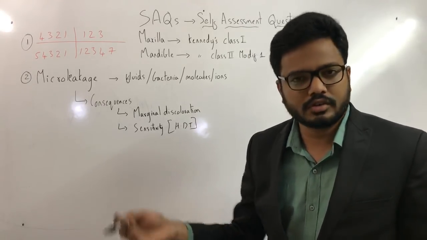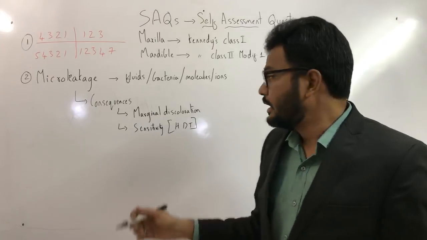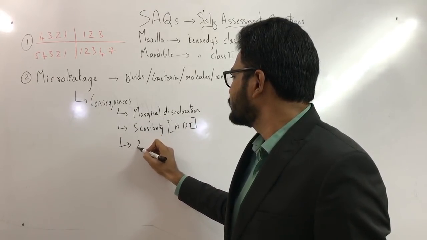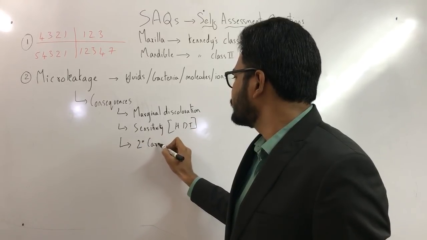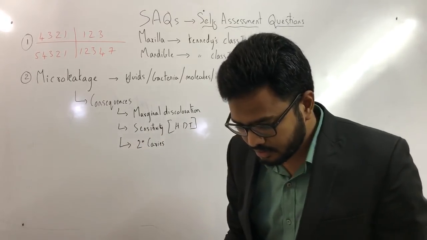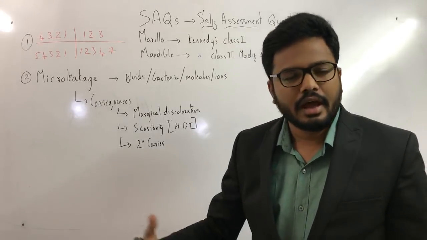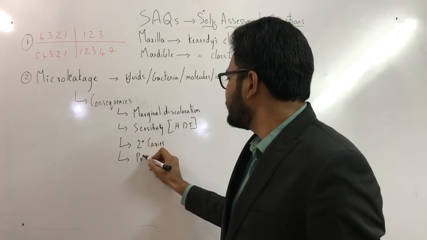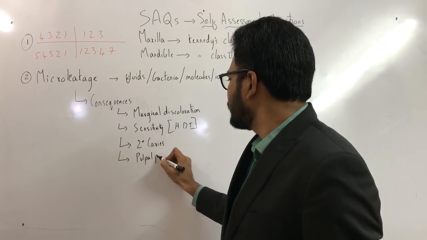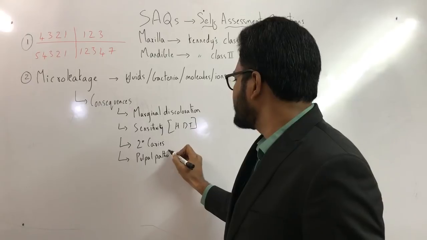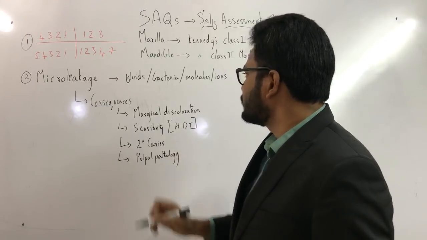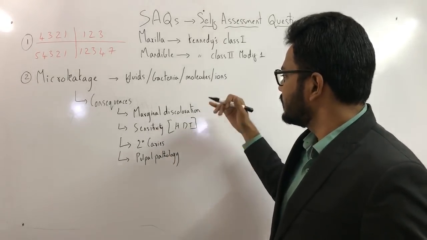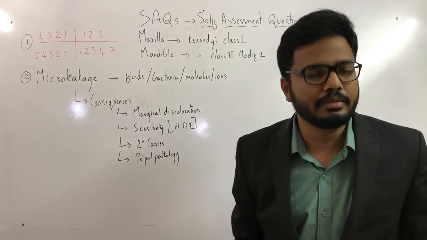And also, because of movement of your bacteria, there can be even secondary or recurrent caries. Right? Good. And as a consequence, ultimately there can be even pulpal pathology. So these are some of the consequences of microleakage, isn't it? So you can have marginal discoloration, sensitivity, secondary caries, and pulpal pathology.